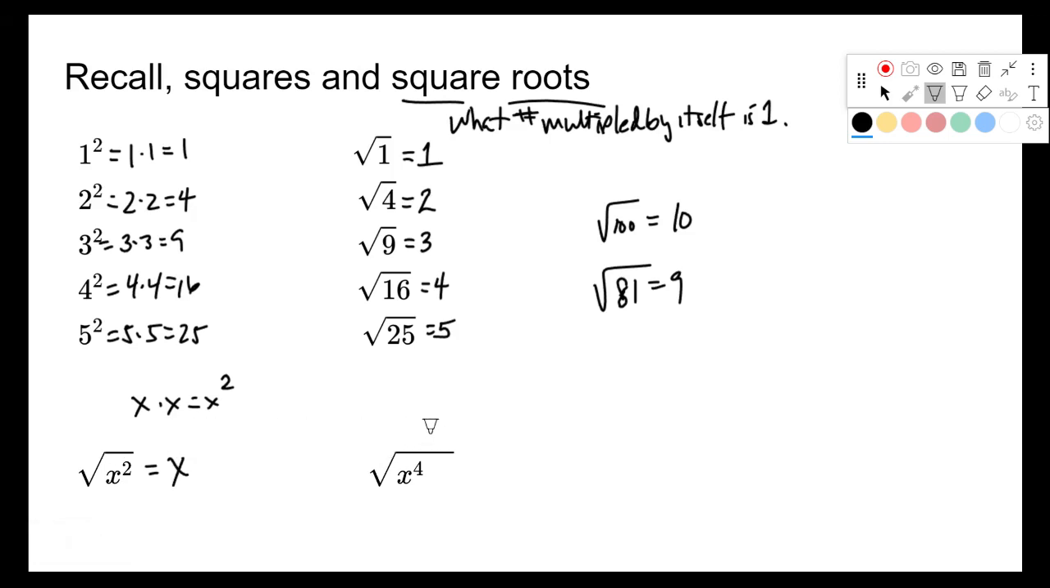What about the square root of x to the fourth? Well, what multiplied by itself is x to the fourth? Well, now I'd need an x squared and an x squared to make x to the fourth. So the square root of x to the fourth is x squared. All of these square roots are what we're going to use to be able to factor the difference of two squares. We're going to use that concept. So these are all important.